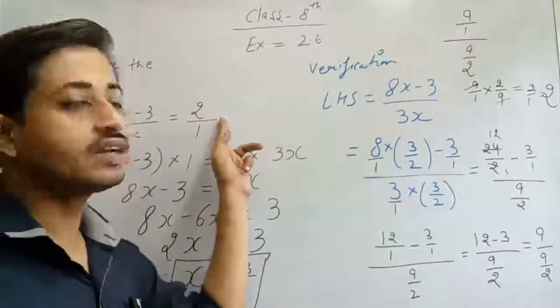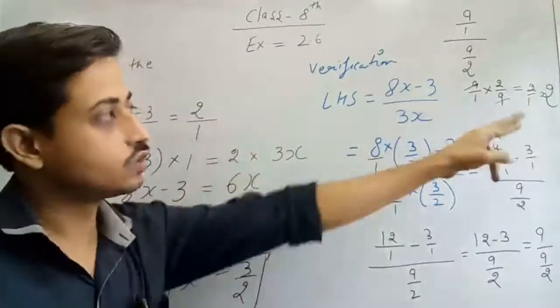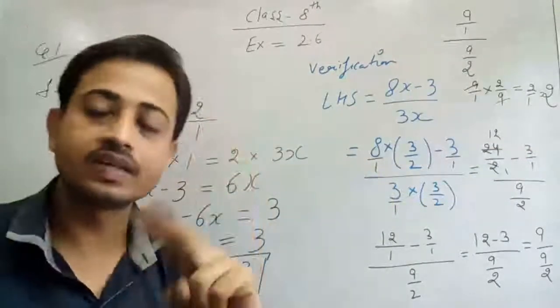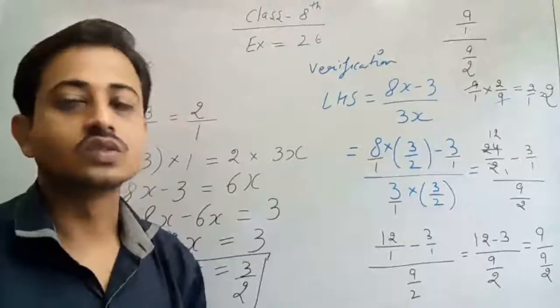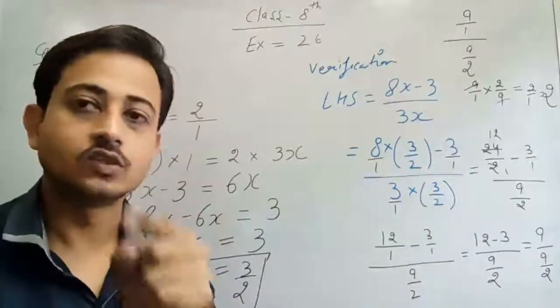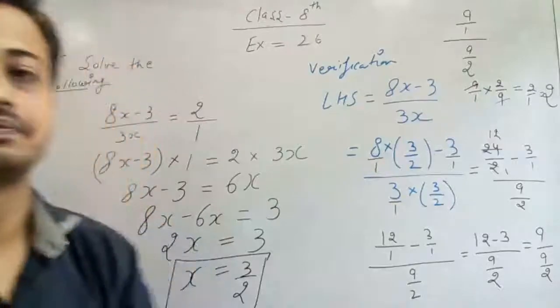So this is our right hand side. So here we also get 2 and the right hand side is also 2. So left hand side becomes equal to right hand side. So we did our verification. Our answer is correct. So please make a note.